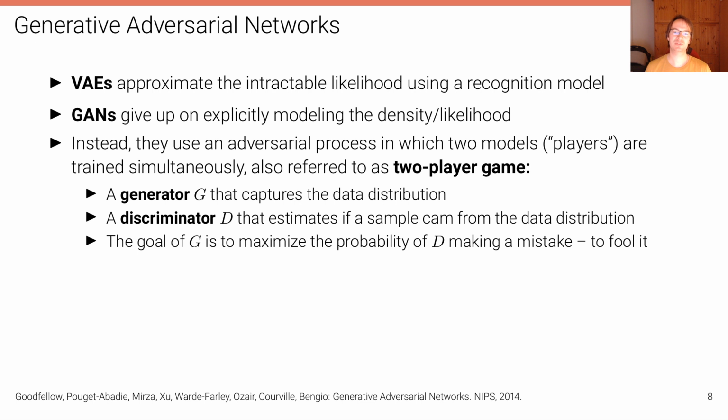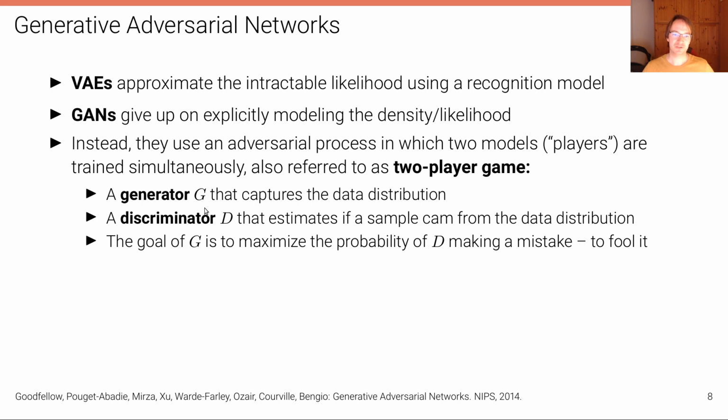Instead, they use an adversarial process in which two models, which are sometimes also called players, are trained simultaneously for an objective. They are competing for an objective. And therefore, this is often also referred to as a two-player game. In particular, these two players are a generator G and a discriminator D. And we're going to use capital letters G and D to name these two types of models, following the original exposition in the Generative Adversarial Networks paper.